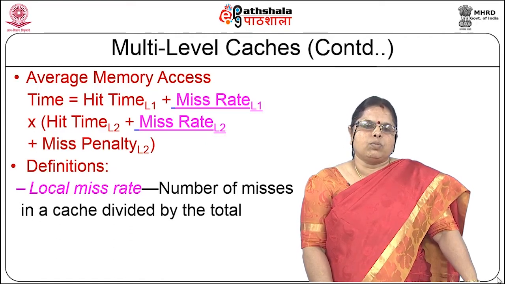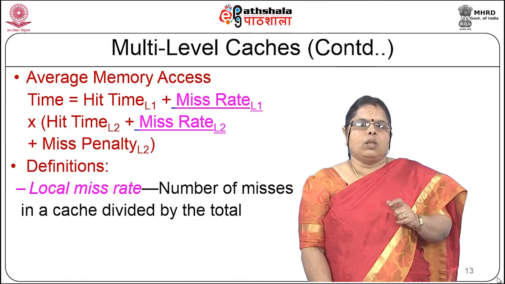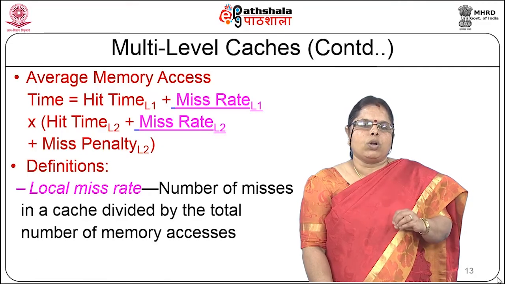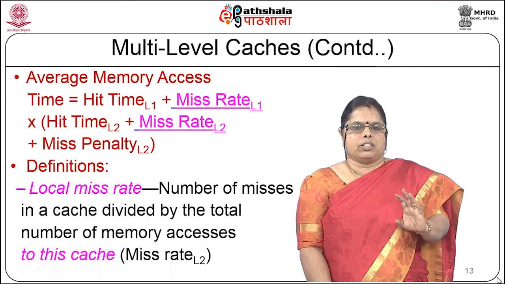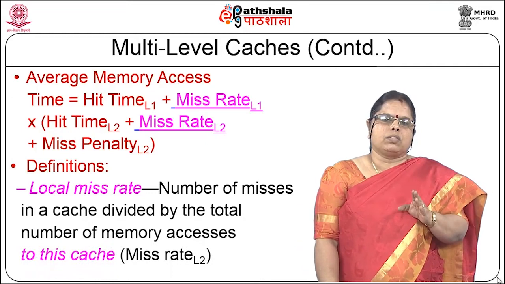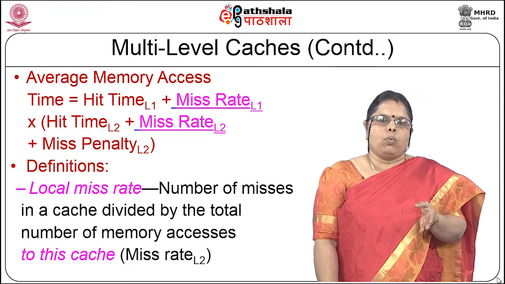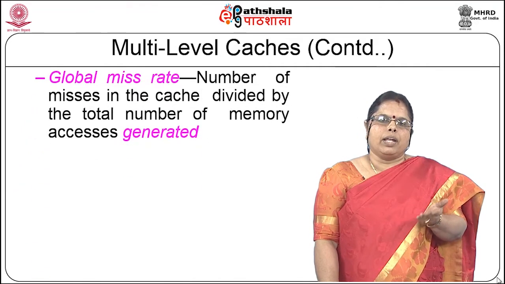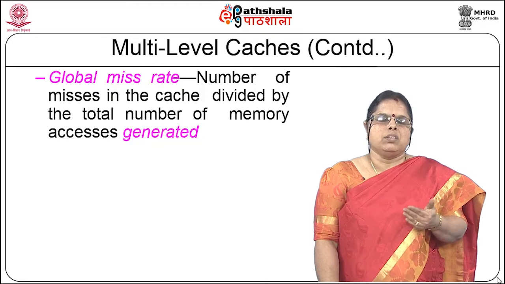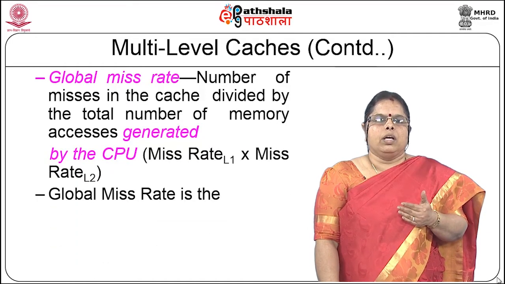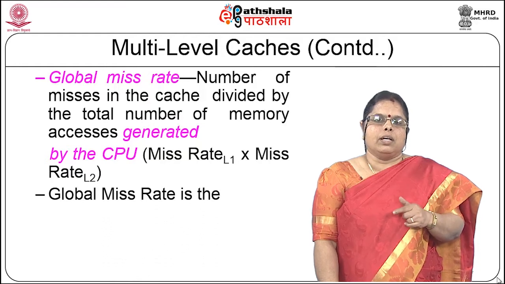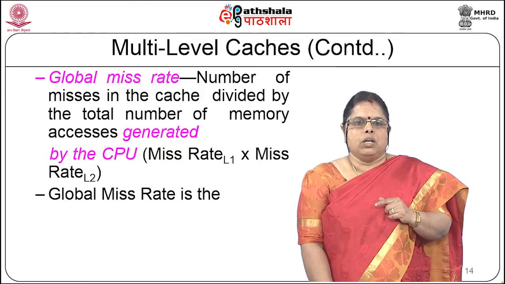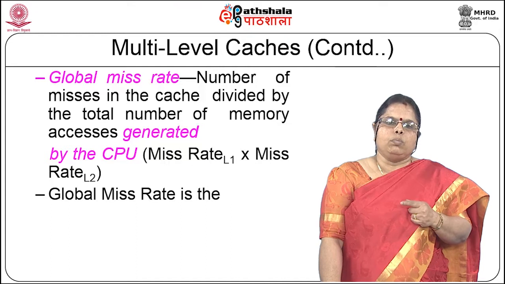Now, you define two terms when you look at multi-level caches. One is the local miss rate. Local miss rate is the number of misses in a cache divided by the total number of memory accesses to that particular cache. For example, the local miss rate for L1 is the number of misses to L1 divided by the total number of memory accesses to L1. Similarly for L2. You also define another term, the global miss rate. Global miss rate is the number of misses in a cache divided by the total number of memory references generated by the CPU. For L2, that is actually miss rate L1 times miss rate L2.